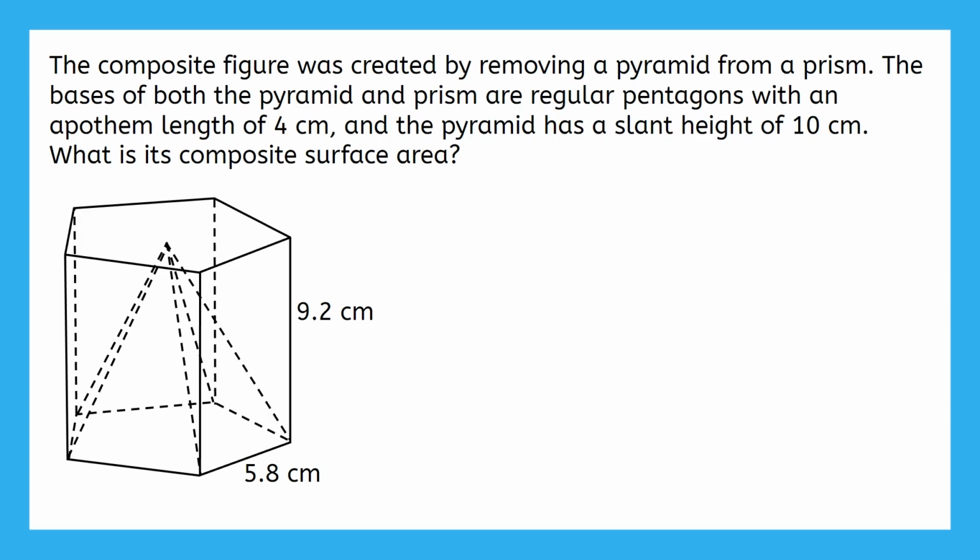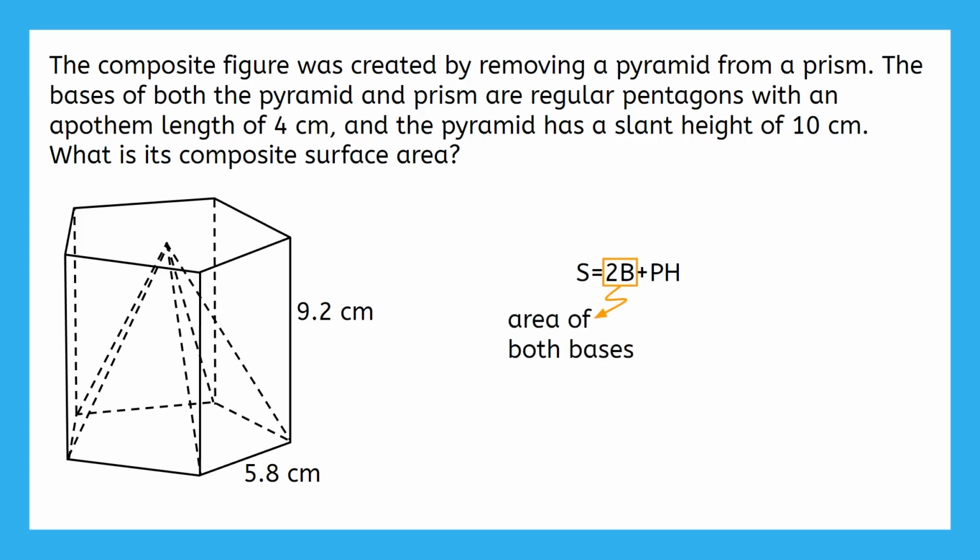Okay, now we have a better understanding of what's happening with this figure, so let's try to find its surface area. Start with the prism. Here's our formula for surface area of a prism. Pause the video here to identify which parts of this formula we'll be keeping to count towards the composite surface area.